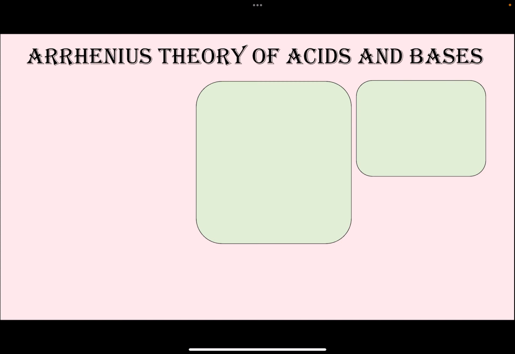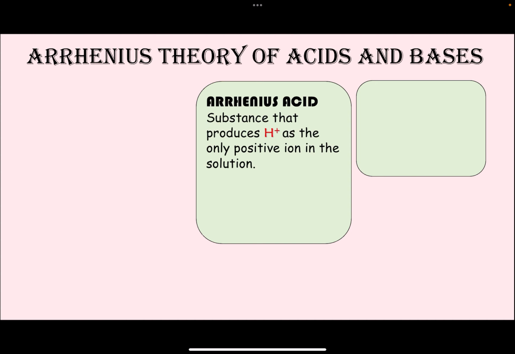So let's start off with the very first theory of acids and bases. According to this theory, an Arrhenius acid is any substance that produces hydrogen ion as the only positive ion when it's in a solution.